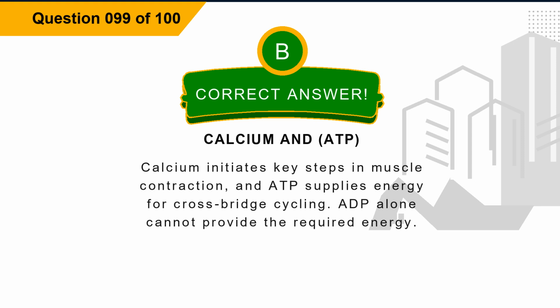Explanation. Calcium initiates key steps in muscle contraction, and ADP supplies energy for cross-bridge cycling. ADP alone cannot provide the required energy.